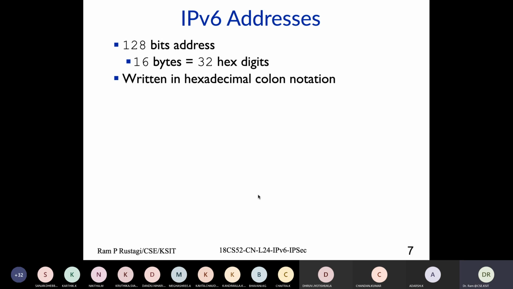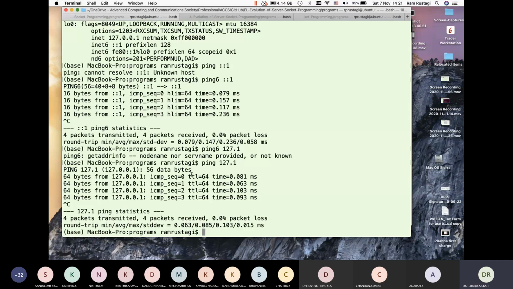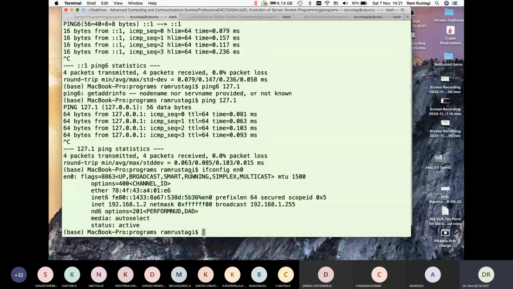In IPv4, how do we write an IPv4 address? This is my IPv4 address, 192.168.1.2. What is this format representation called? It's called DDN. Can anyone explain what DDN stands for? Anyone?